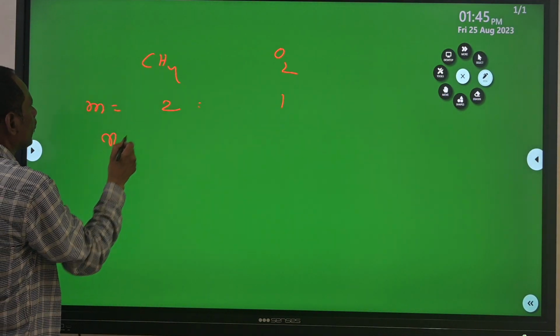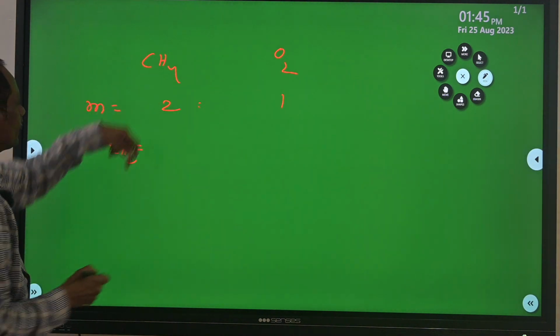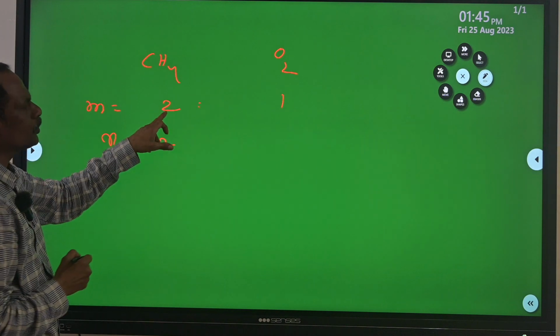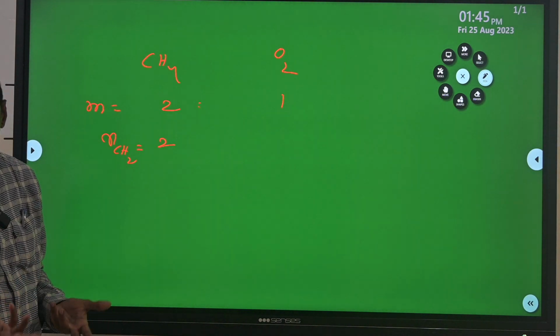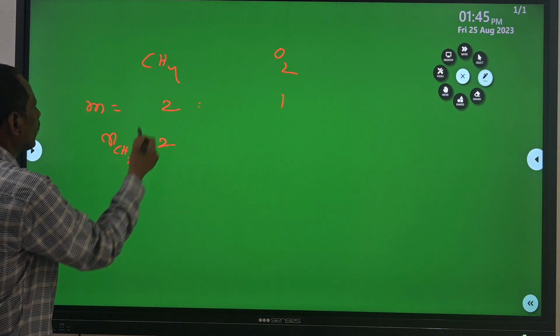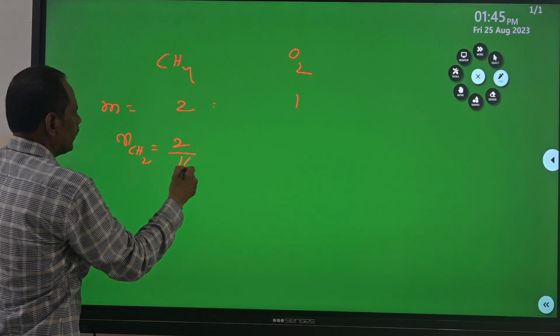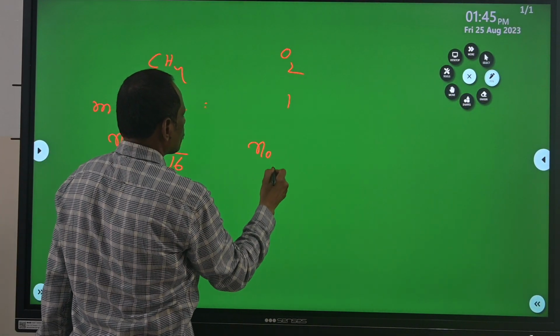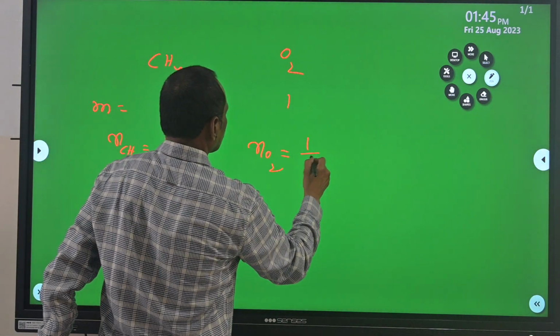First, take the number of moles of methane. Number of moles of methane is taken as 2 because of the mass ratio. Instead of mass you may take the mass ratio, because it is a relative comparison. Therefore, the number of moles of methane is equal to 2 by 16 and the number of moles of oxygen, the mass ratio being 1, is 1 by 32.